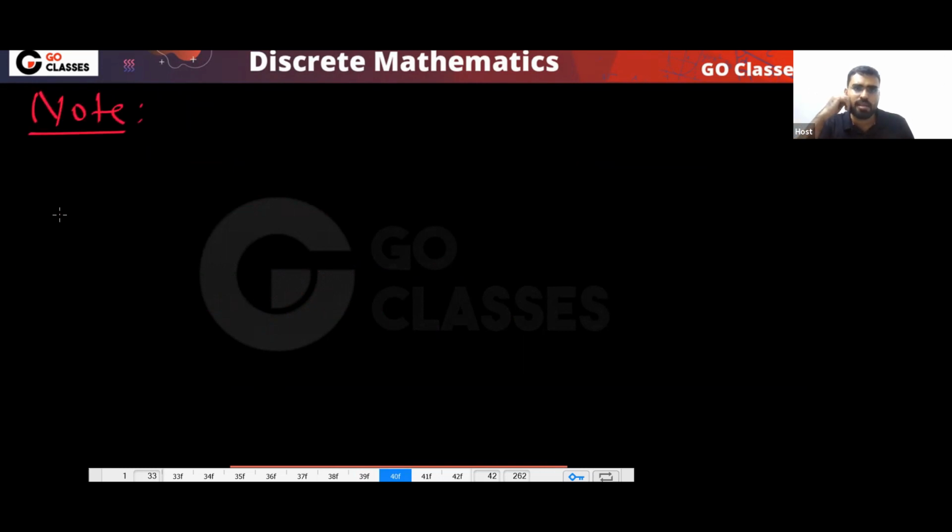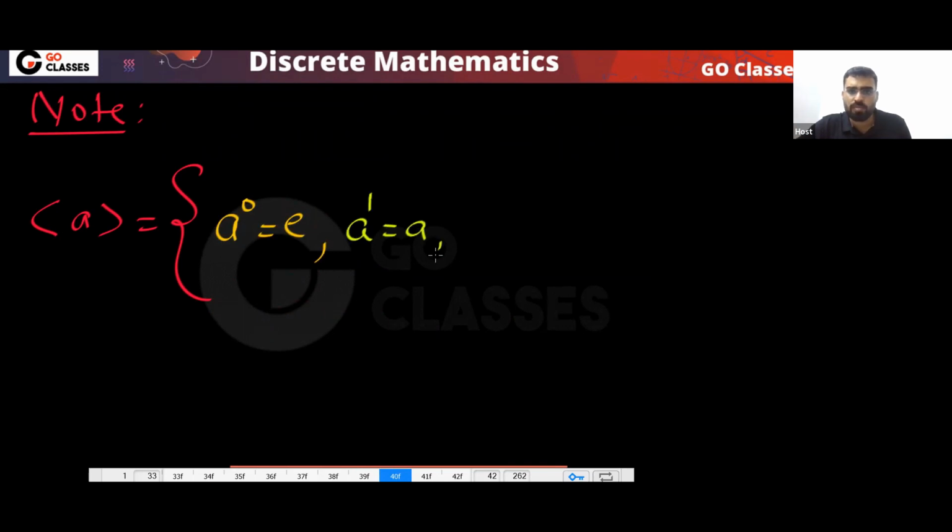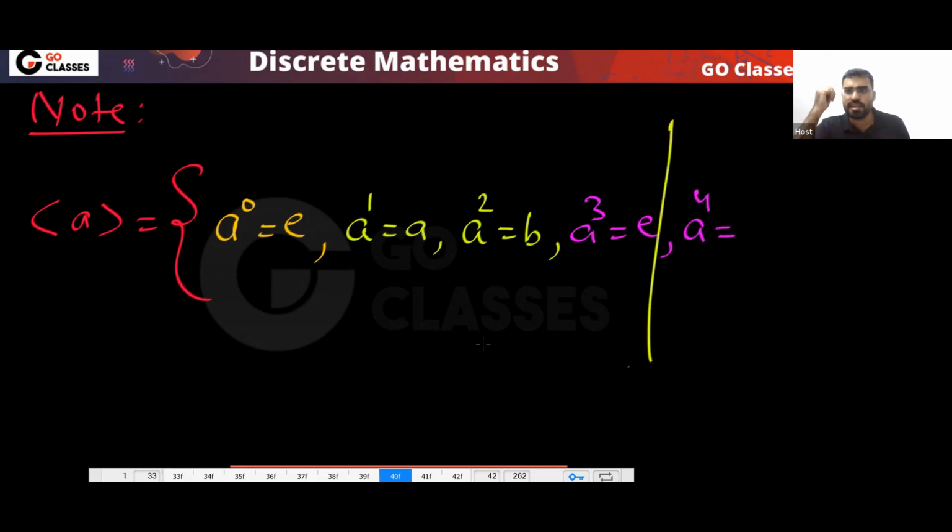Let us assume you have this A. This means you have A power 0, which is your identity element. That is fine. You have A power 1. Now let's assume A power 2 is B. Now if you get A power 3 as the identity element, tell me what will be A power 4. A power 4 will be A power 3 times A, so it will be A.